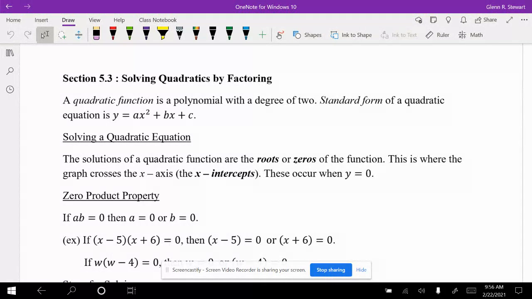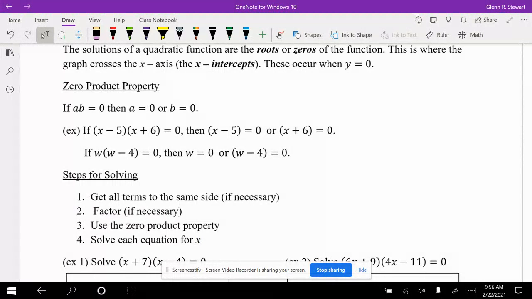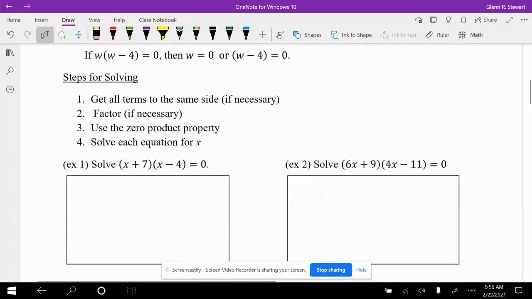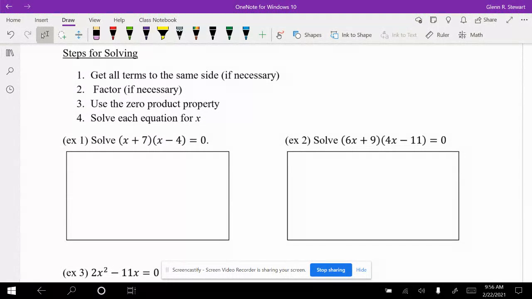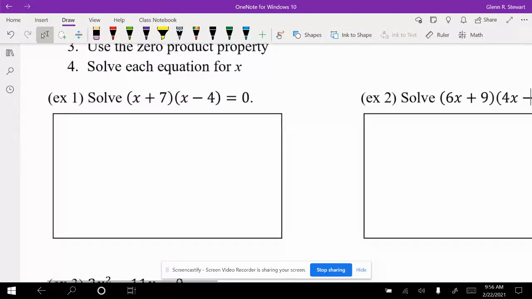This is where the graph crosses the x-axis, or the x-intercept, which we'll get to at a later time. The zero product property essentially says that if we have two numbers that are multiplied together to equal 0, then we can set both of them equal to 0 separately. This is going to be the same exact case whenever we're solving today. Some steps for solving: get all terms to the same side, factor, use the zero product property, and solve each equation for x.